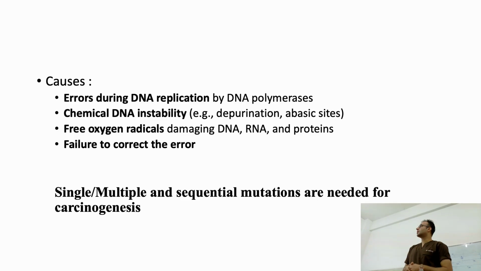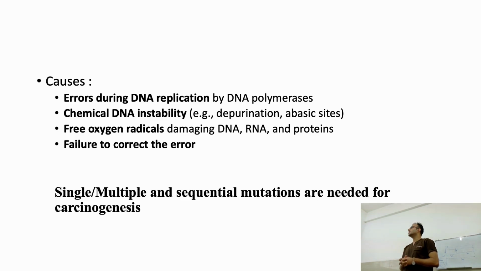So there are some genetic causes: errors in DNA replication, or causes of genetic realignment, that is, errors in DNA replication by DNA polymerase. It's an enzyme which helps in forming the primer of the DNA, ultimately leading to replication.